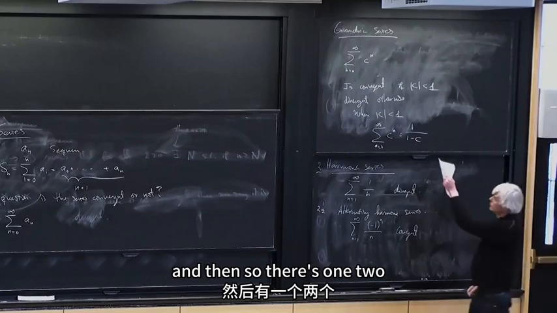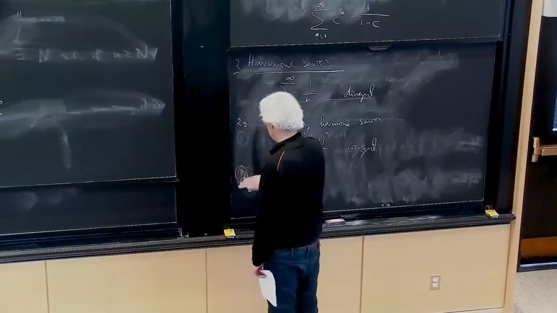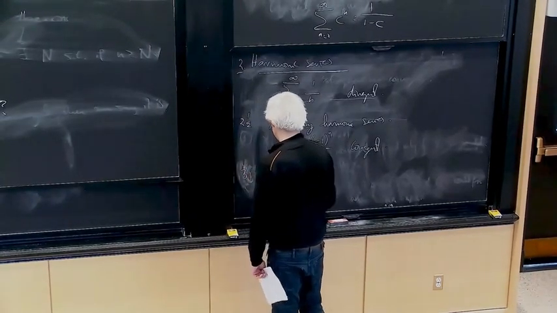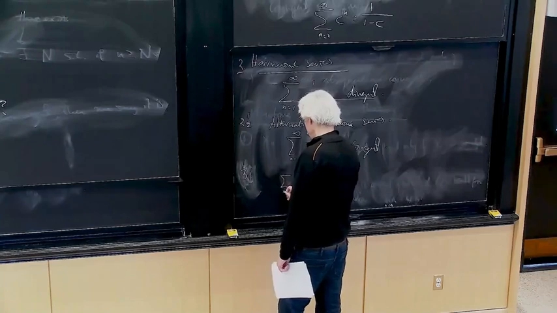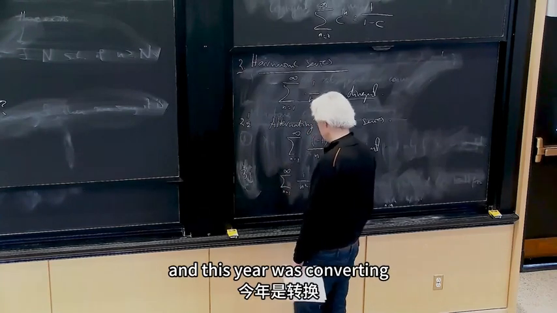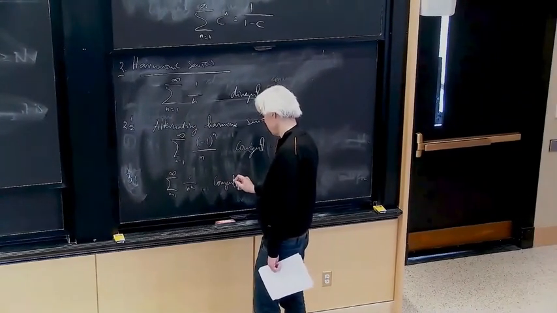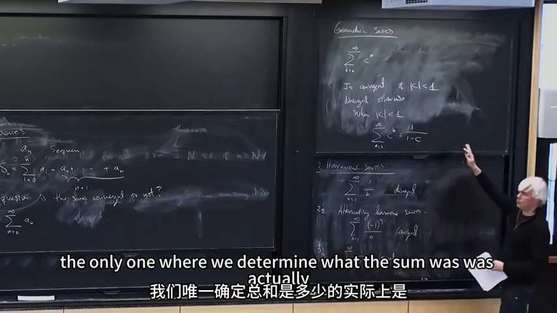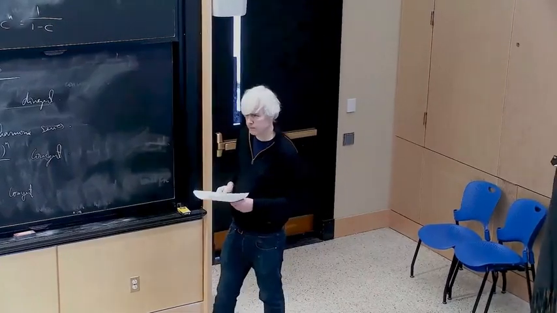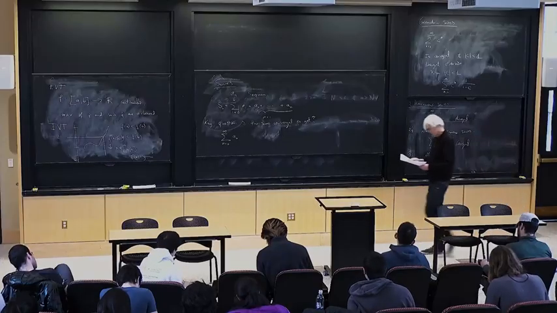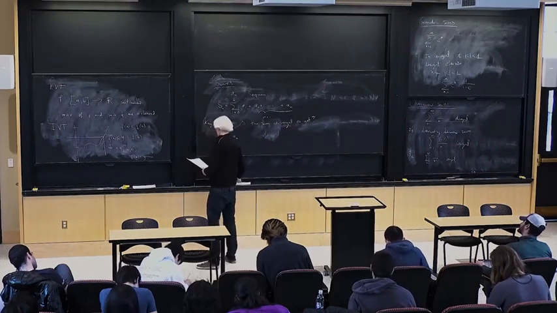And then, so there's 1, 2, 2.5, and then there's 3, and that's this series here. We looked at this series, and this here was convergent. The only one where we determined what the sum actually was is the geometric series. Okay, so those are some key series.